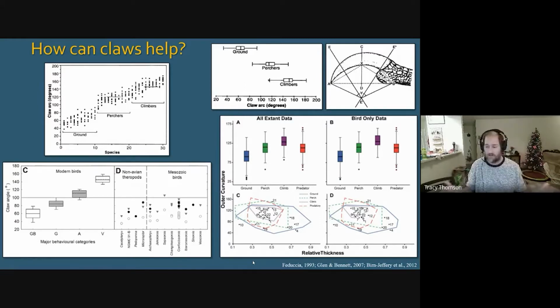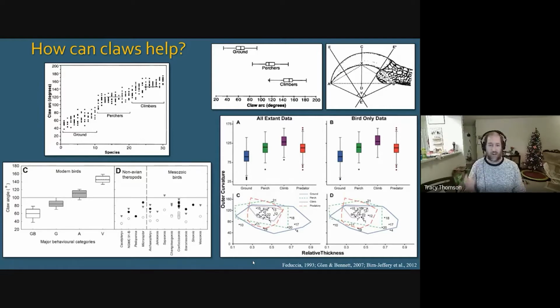However, some workers after him came along, and they've determined that the claw curvature actually shows that it was a ground-dwelling bird in some cases. Down in the bottom left is one of those. Or in other cases, like in the bottom right, Burn-Jeffrey et al. determined that Archaeopteryx is kind of a middle ground generalist type. And this is all based on the claw curvature and other aspects of the claw. So we're having a problem here where we're not agreeing on what the claw curvature actually means.